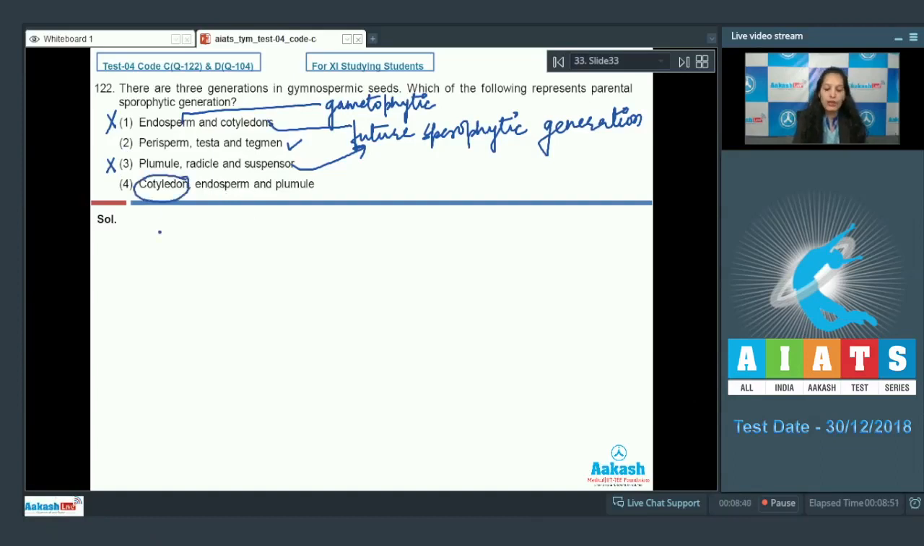Cotyledon, again future sporophytic generation. Plumule, again future sporophytic generation. Endosperm is again gametophytic generation. So the correct option for the given question is option number 2. Let's move on to the next question.